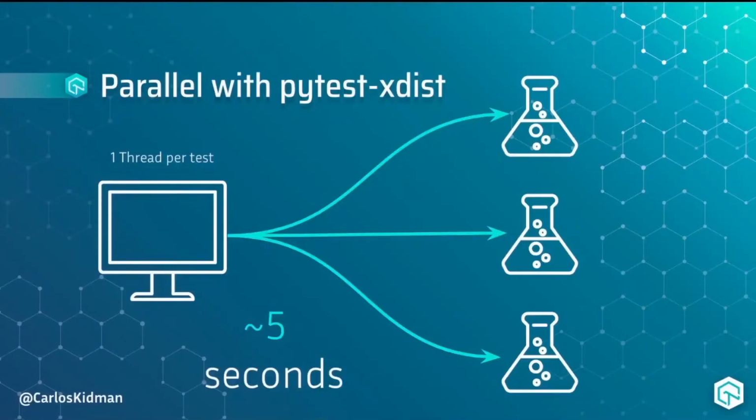When it comes to PyTest, we have a few plugins we can use to achieve parallel execution. Pylenium already includes the PyTest xdist plugin, which runs tests in parallel by distributing each test to its own thread. In other words, each test would run at the same time using its own thread, and the execution time would be closer to 5 seconds. This may not seem like a lot, but when you have hundreds of tests, the time saved adds up quickly.